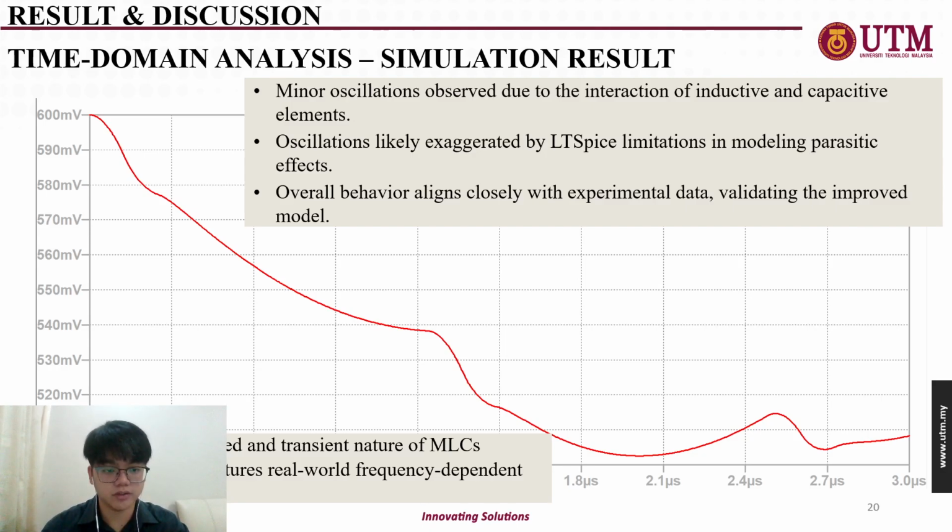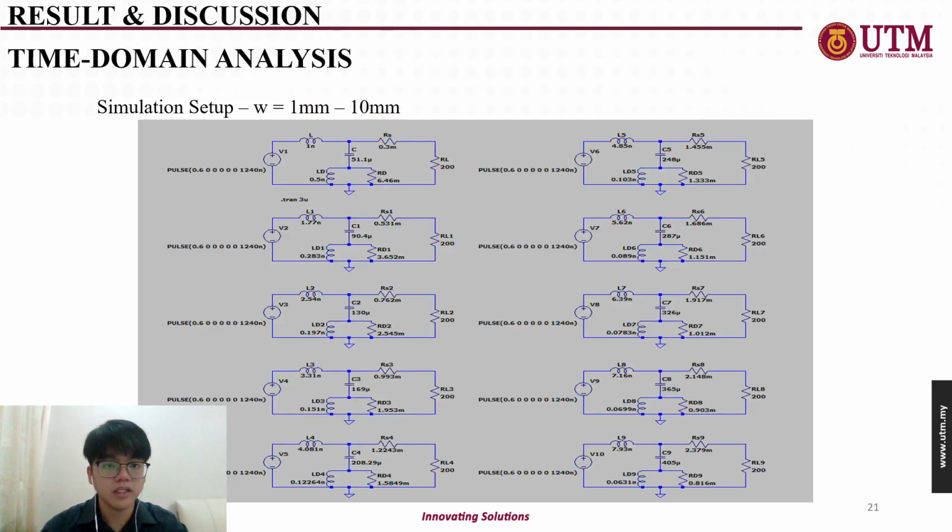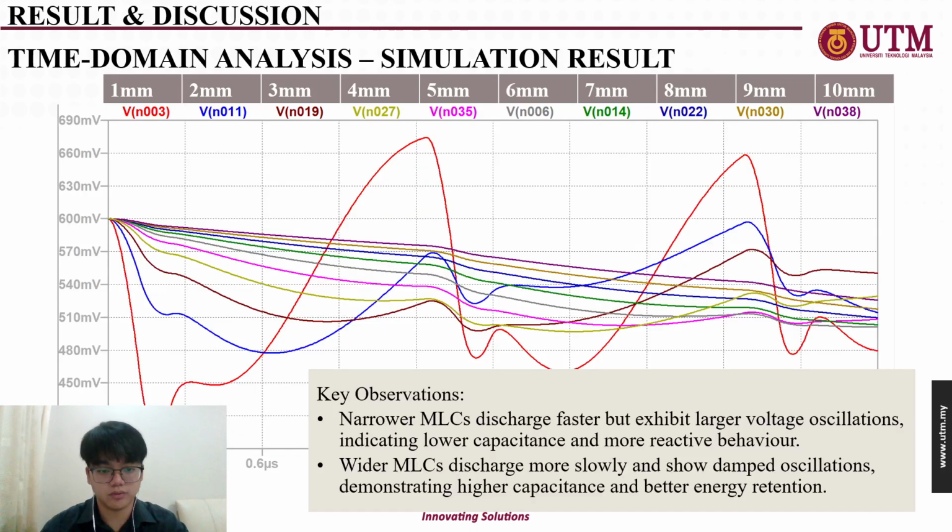So I actually simulate the distributed and transient nature of the MLC, and I also ensure the model captures real-world frequency-dependent losses. Then you can see here there is a minor oscillation observed due to the interaction of inductive and capacitive elements, but the overall behavior aligns closely with the experimental data, and I validate the improved model. Then I'm going to vary the width, which is 1 millimeter to 10 millimeter, and this will be my result.